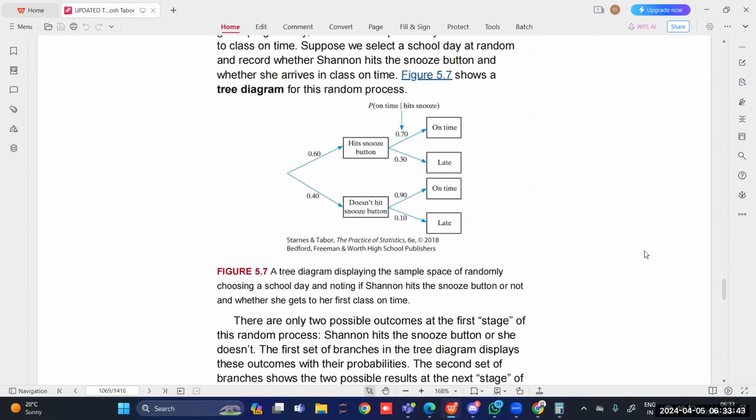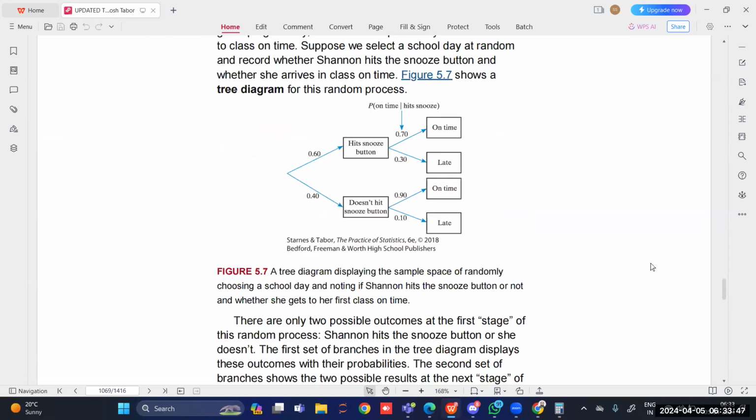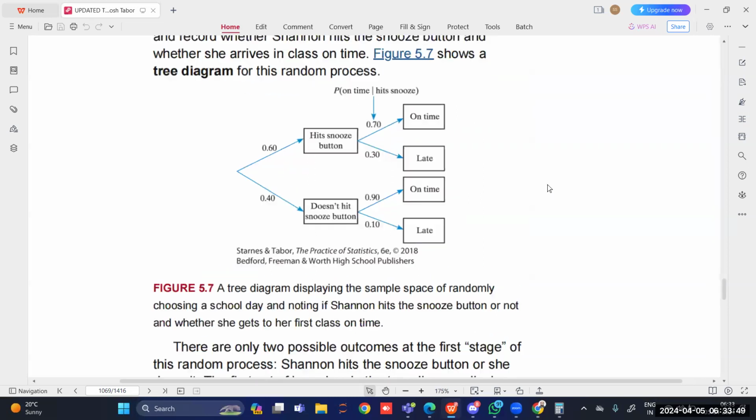So how do we represent the probability on a tree diagram? See how he has distributed the things. See here. We'll take it on the board.